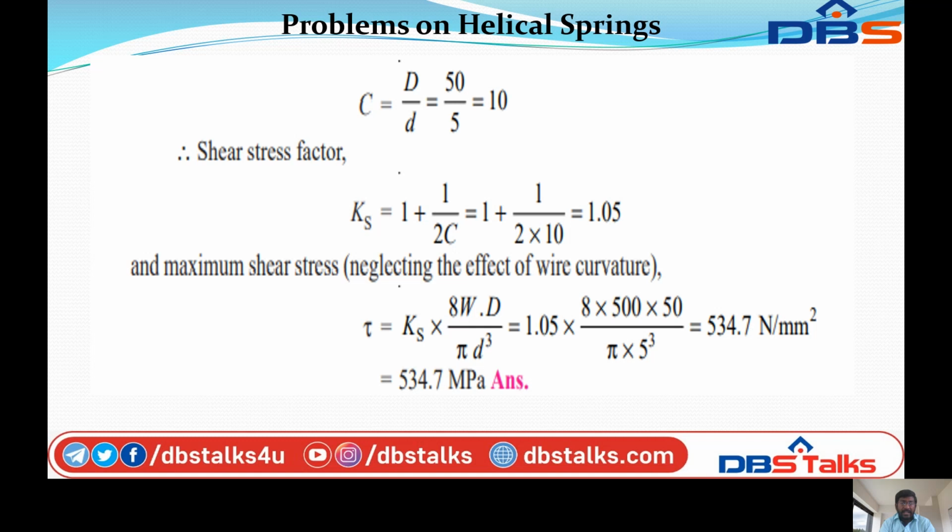And finally you can calculate the maximum shear stress neglecting effect of wire curvature. So tau is equal to Ks into 8 into W into capital D by pi into d cube. So substitute the values. Ks is equal to 1.05 into 8 into W, already given in the problem 500, into capital D 50 by pi into 5 cube. That is equal to 534.7 Newton per mm square. So this will convert to megapascal.